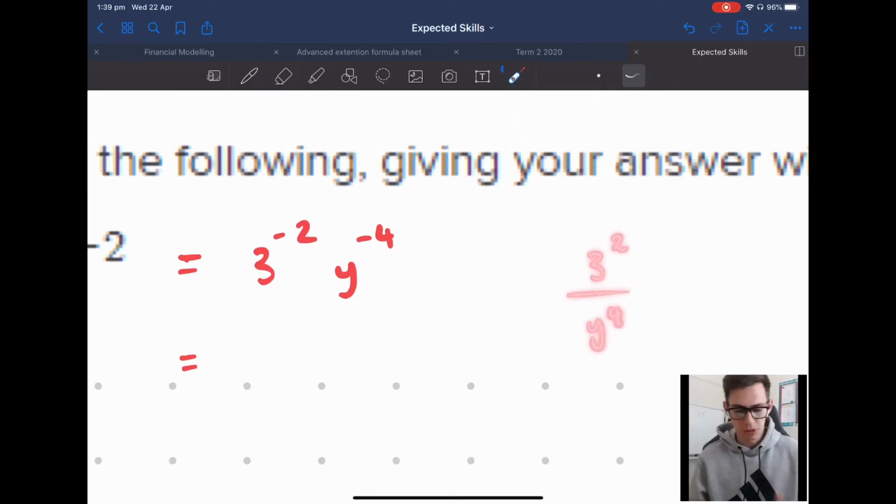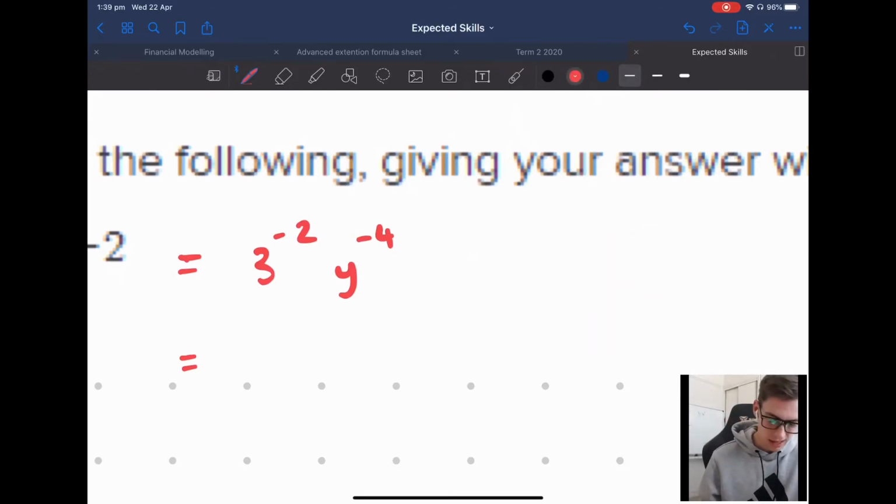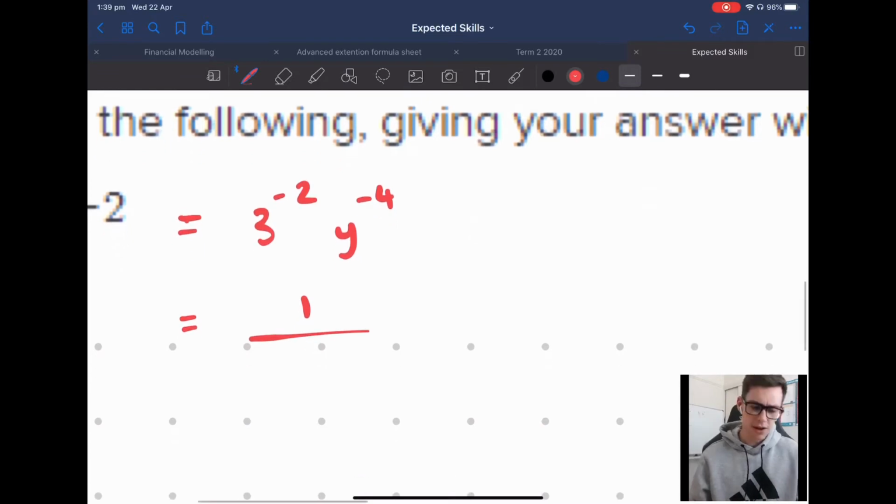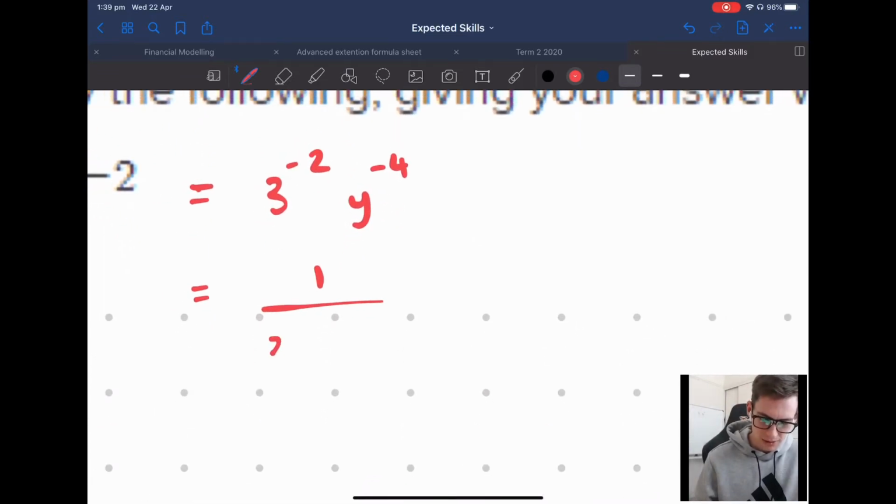would go on the bottom. Because these are both unhappy, there's just going to be a 1 left on top. When there would be nothing, we can't write 0 because that would mean there was no question to begin with. We have to write a 1. And then these powers are going to go on the bottom.